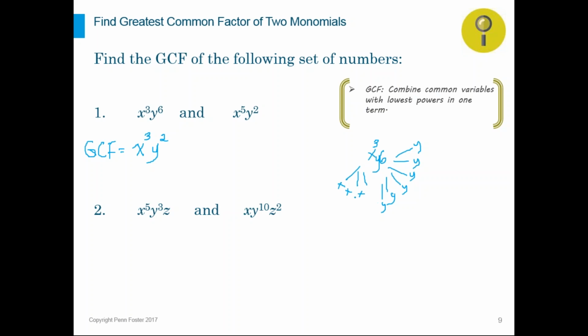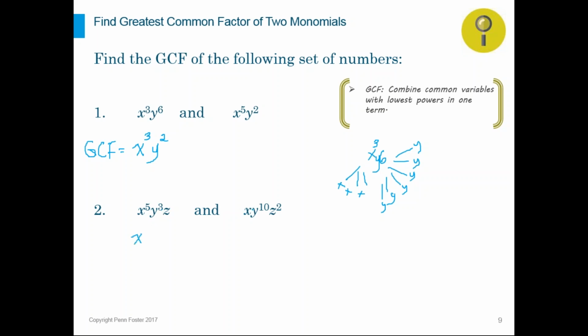Let's look at question number 2. x to the 5th y cubed z and x y to the 10th z squared. So I see that each variable appears once in each monomial, so all of them are common. Now, which powers will those variables take? The lowest power. So I have x to the 5th and x. I'm going to take the x.